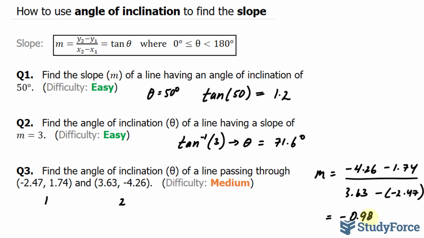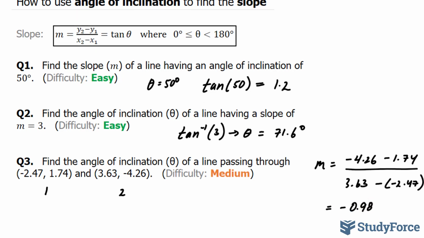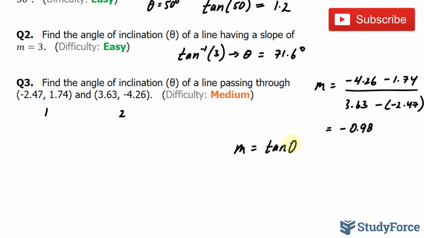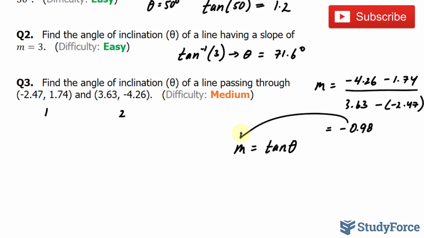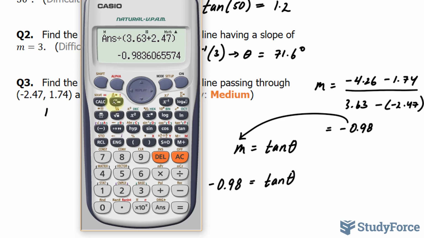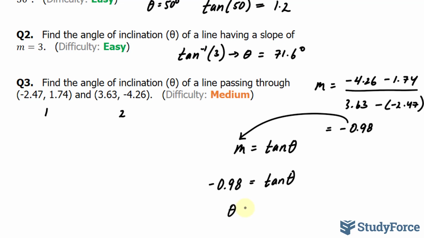Negative 0.98 is the slope. Now what we have to do is use the relationship m is equal to tangent theta, and then use tangent inverse as we did in question 2. So m is equal to tangent theta, substituting this number into here, negative 0.98, tangent inverse, the left side gives us negative 0.98, and we end up with negative 44.4. Theta is equal to negative 44.4 degrees.